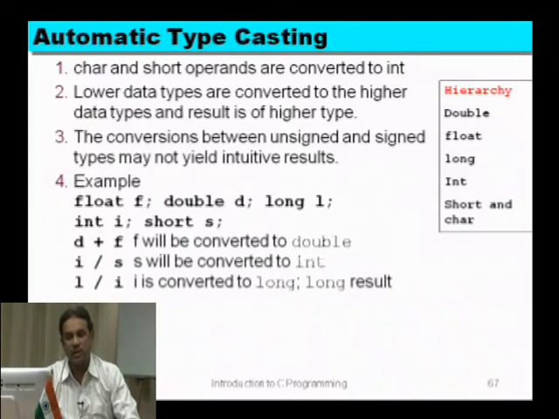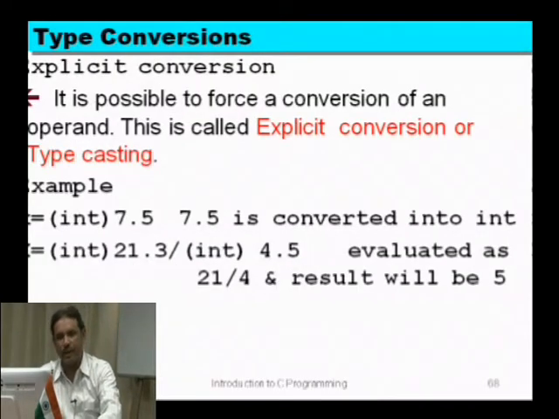So always the conversion takes place on the higher data types, not to the lower data type. These are the rules we need to follow while converting into corresponding data types, or automatic type conversions. Yes, explicit conversion, yes, it is possible to force.